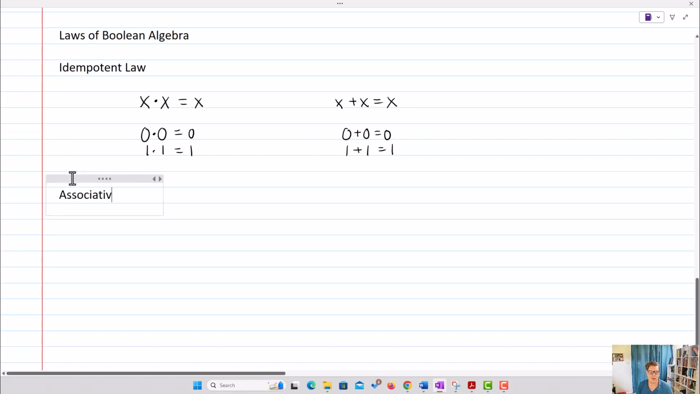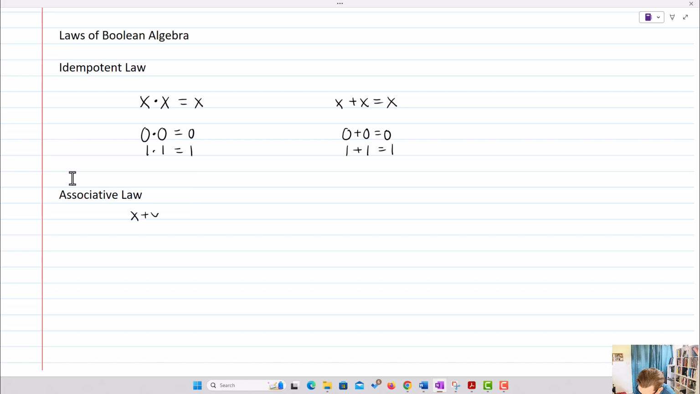Next up, we have the associative law. The associative law is going to look very similar to what we see inside of algebra. It gives us x plus y plus z equals x plus y plus z, if we have y plus z inside of parentheses. Or with multiplication, it's going to be xy, if you do that multiplication first and then multiply by z, that's going to equal x times yz, if we did yz first. You can go through and do all 8 combinations of x, y, and z and see this is the case.